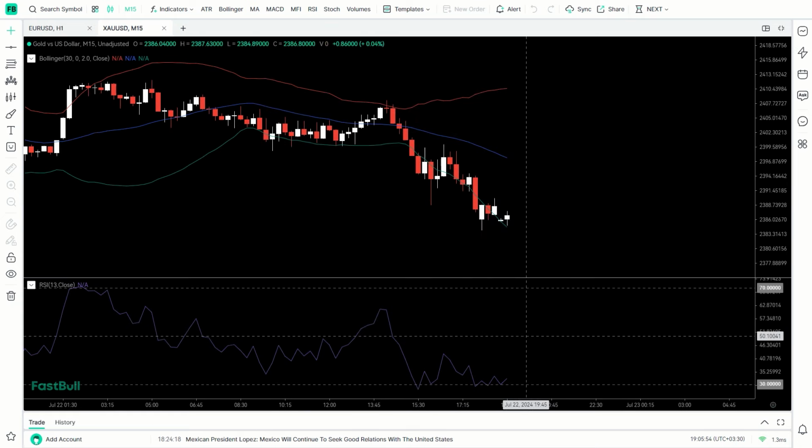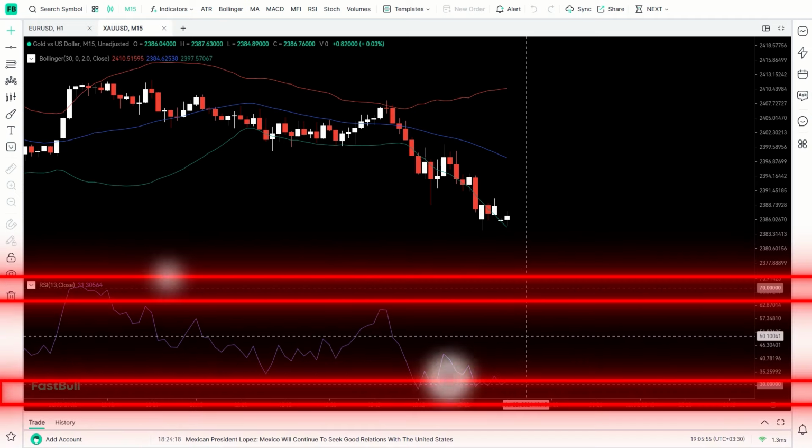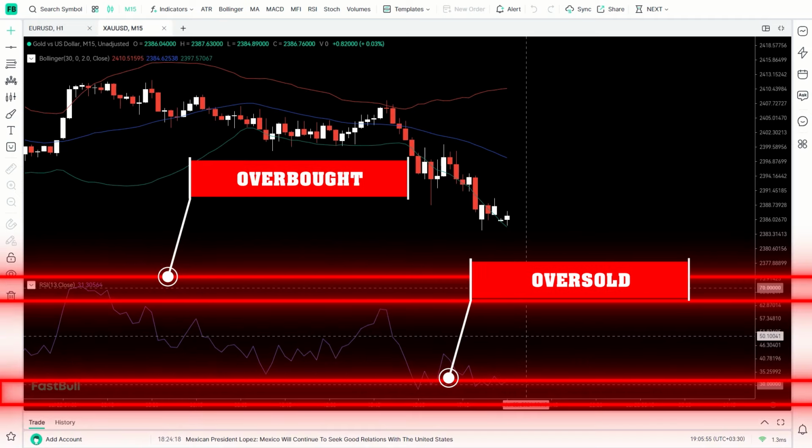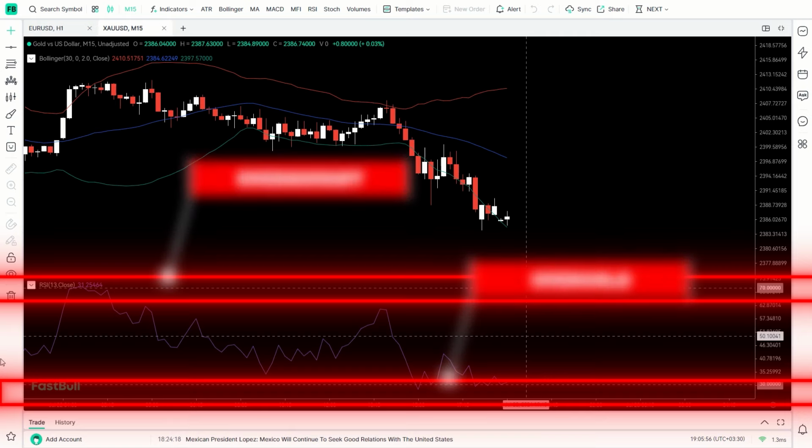If you haven't used RSI before, it's a fantastic tool for identifying whether a security is overbought or oversold. When the RSI line is above 70, the asset is considered overbought. Conversely, when the line is below 30, it's considered oversold.